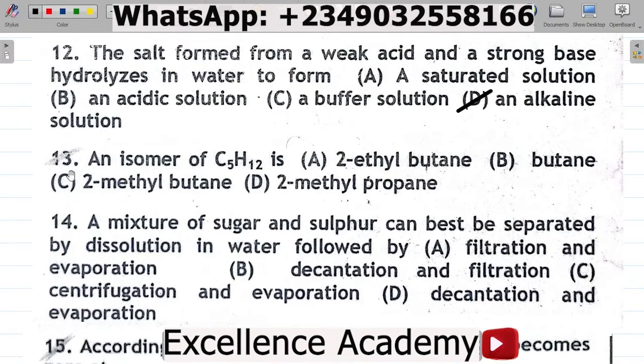Next up, question number 13 says an isomer of C5H12 is, right? Now I want to talk about C5. C5H12 is simply pentane. A, 2-ethylbutane, B, butane, C, 2-methylbutane, D, 2-methylpropane. Now you have C5 there. When you have C5, it means you have 5 carbon atoms there. The easiest way to get this is to add up the number of carbons. Now, what do I mean? When we say 2-ethyl, in this case, eth is 2 carbons, all right? 2 carbons forms eth. But is 4 carbon. So 2 plus 4 gives you 6 carbon. Remember that we have 5 carbon here. So that means this cannot be the answer.